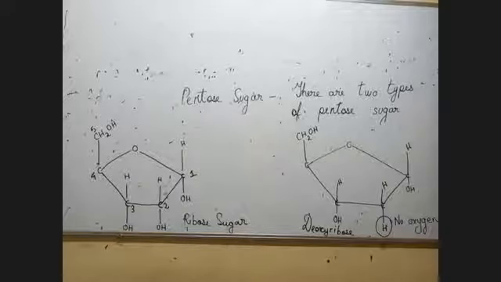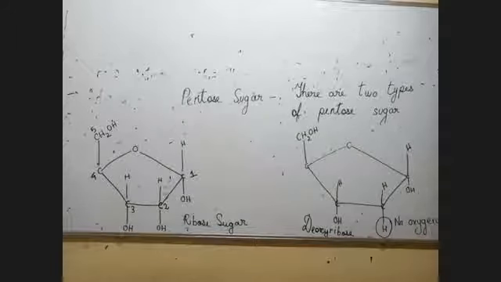So this is the second difference in the structure of DNA and RNA. The first difference is in case of nitrogenous base. In case of RNA, there is uracil. In case of DNA, there is thymine. The second difference is in case of pentose sugar. In case of RNA, there is ribose sugar. In case of DNA, there is deoxyribose sugar.